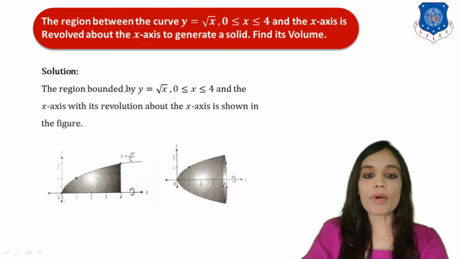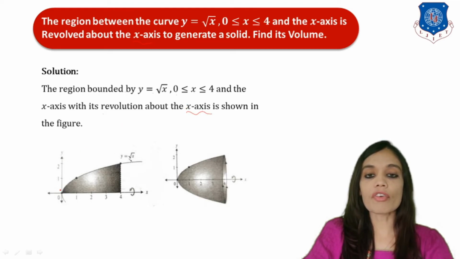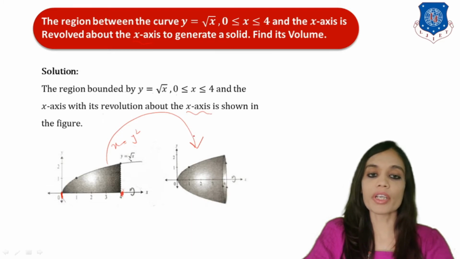So the region is bounded by the curve y equals root x, where x is from 0 to 4, and the x-axis, with its revolution also about the x-axis. So here is the curve y equals root x, that is x equals y square, which is a parabola about the x-axis, and the limits of x are from 0 to 4. Now this is revolved about the x-axis, so this type of solid is formed.